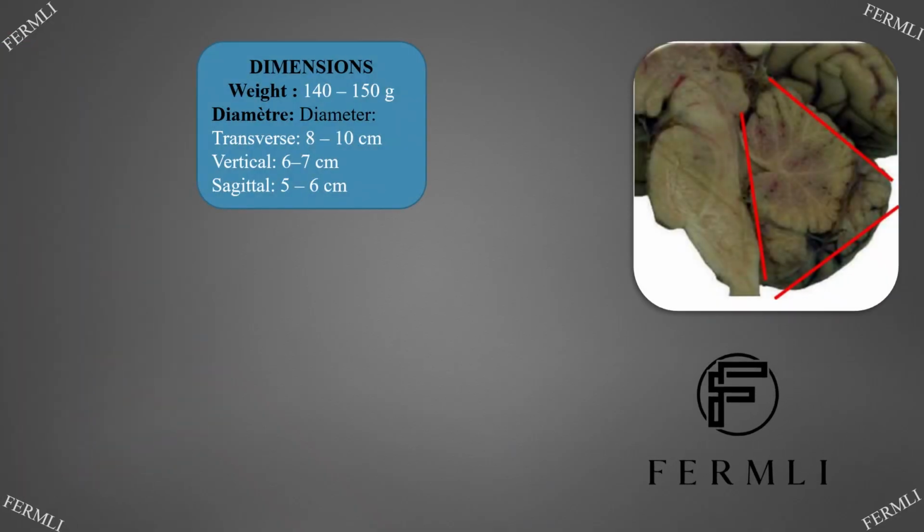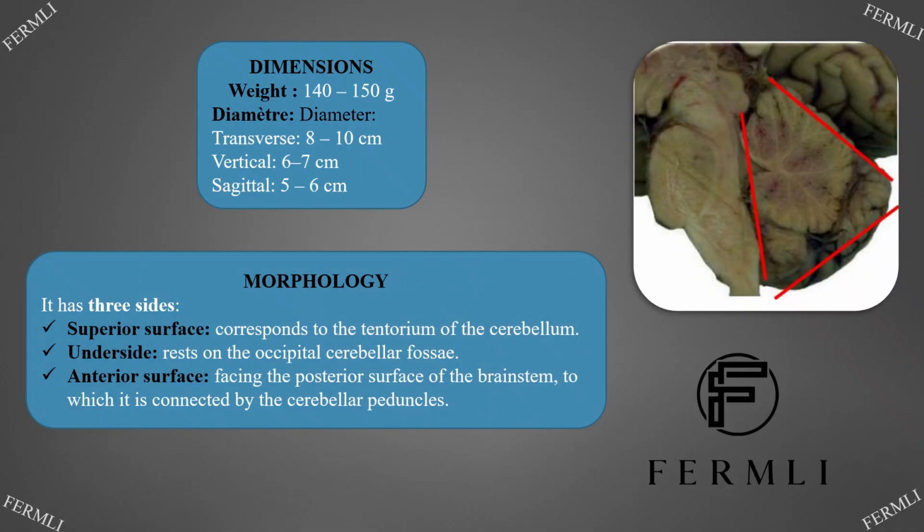Dimensions: weight 140–150 g. Diameter: transverse 8–10 cm, vertical 6–7 cm, sagittal 5–6 cm. Morphology: it has three surfaces.